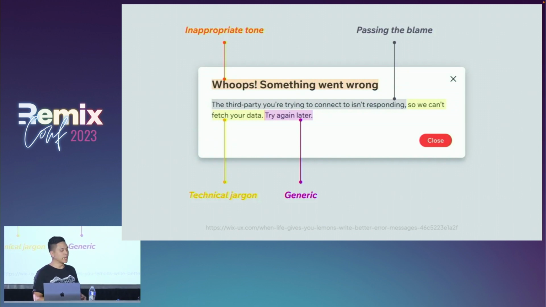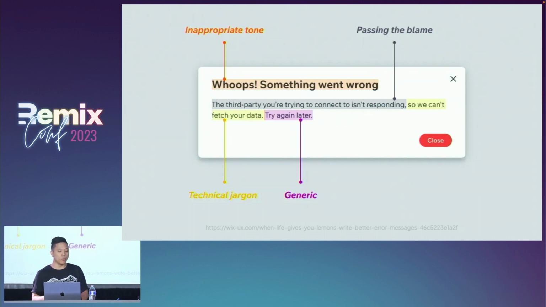Third is passing the blame. Try to focus on the problem rather than the action that led to the problem. They don't want to think about other platforms. And also, we don't want to shame the users, even if something dated is why they're seeing a certain error message. And lastly, generic messages for no reason.